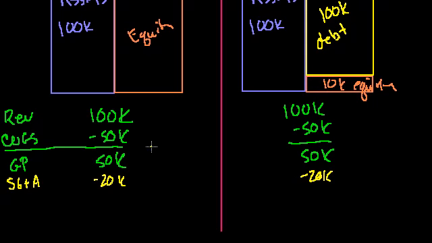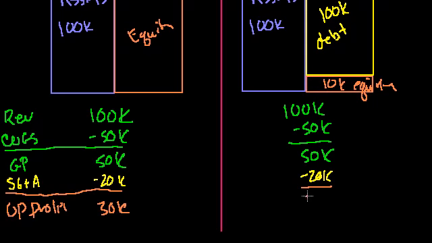So far, they look very, very identical. And that's because they have the same exact asset. So their operating profit, 50 minus 20 is 30K. 50 minus 20 is 30K.